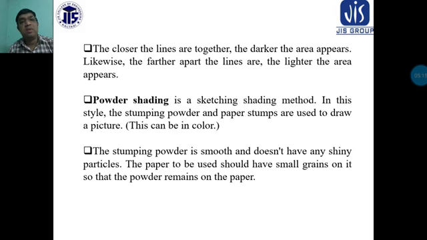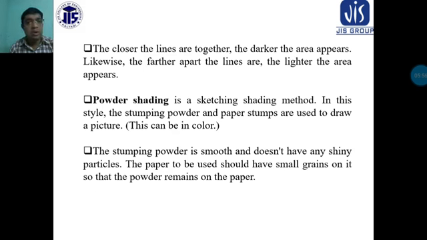Powder shading is a sketching shading method. In this style, stamping powder and paper stamps are used to draw a picture. Suppose a stamp pad is considered, where the stamp has a name and address; you put your stamp on the powder inside the darkness sets and then stamp on the paper to create a picture. This can be in color also.